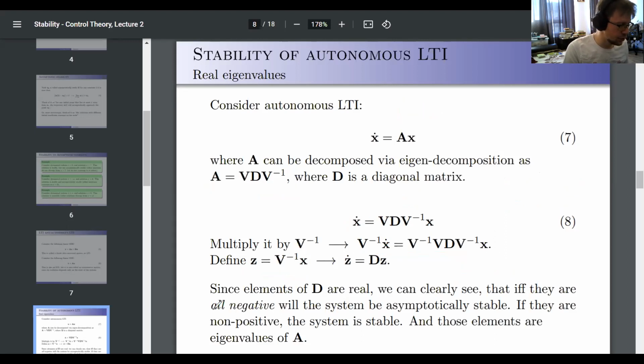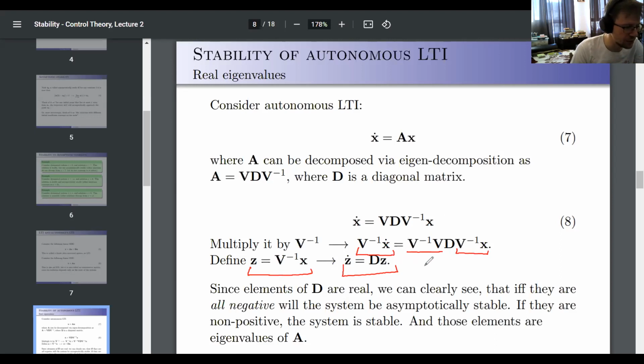Now I'll try to drag this annotation bar away. Since D's are real, after we introduce this notation, what we find here is that this part is just Z dot. This part is identity, and this part is Z. So the whole expression becomes Z dot equals D Z. And D is a diagonal matrix.